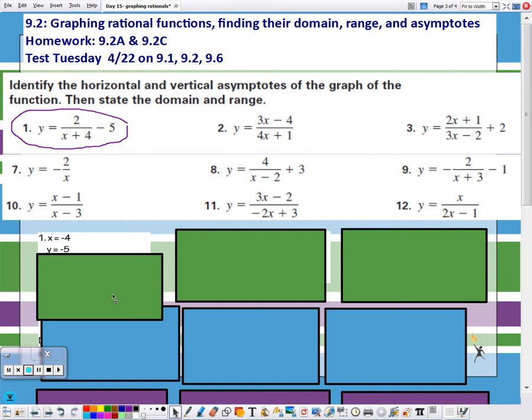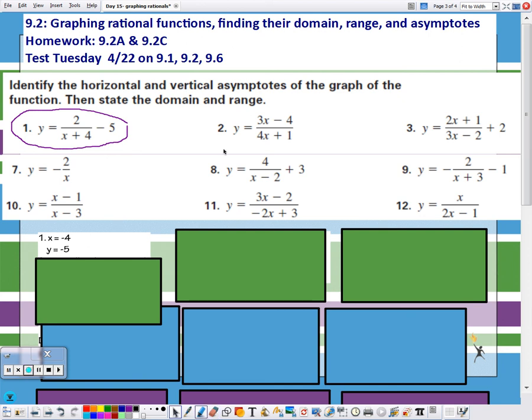Okay, hopefully you came up with asymptotes of x equals -4 and y equals -5. If we set x plus 4 equal to 0 and solve, that means we are not allowed to put -4 in the denominator. Additionally, the fraction would give us an asymptote of 0 because it's bottom heavy, higher degree in the denominator. But then we have a constant here, so 0 minus 5 gives us y equals -5.